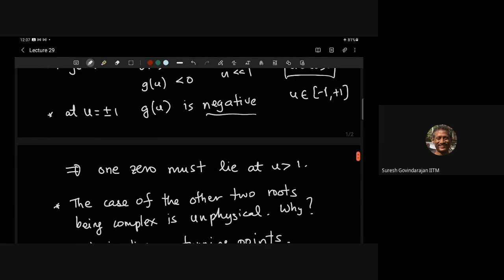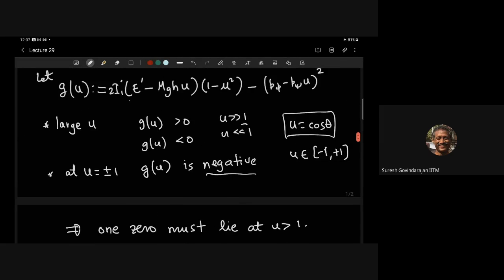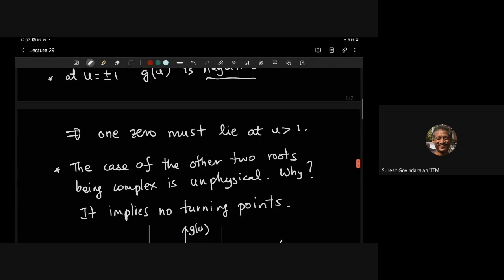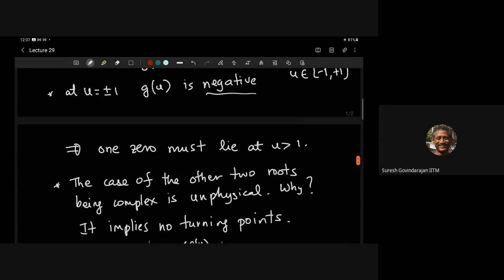So this implies that one root must always lie at u greater than 1. Why is that? Because at u equal to plus 1 it is negative, but for large u it has to go to a positive value, so it's a smooth function and it will have to cross 0 somewhere. What about the other two roots? There are two possibilities, right? It's a cubic, so you have the case of two complex roots, complex conjugates of each other, or all roots being real.